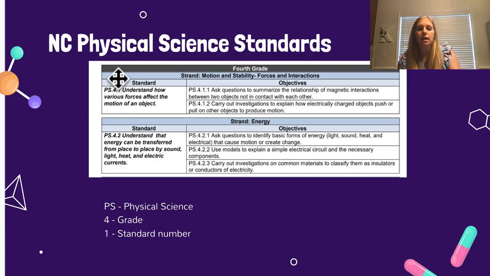So you'll see PS.4.1. PS is physical science, 4 is 4th grade, and standard 1. So the standards and objectives, you'll look at the standards and then go straight to the objectives. I never really paid a whole lot of attention just to the standards, but you'll want the objectives. And some of these objectives will take you several days, sometimes several weeks.